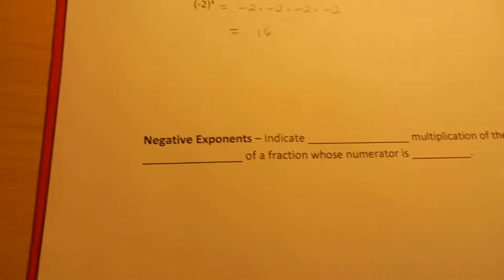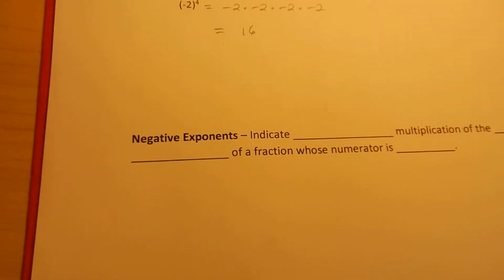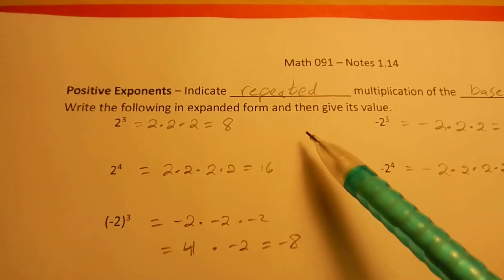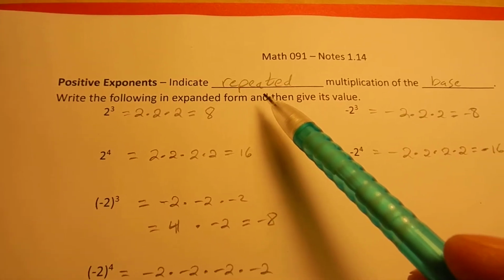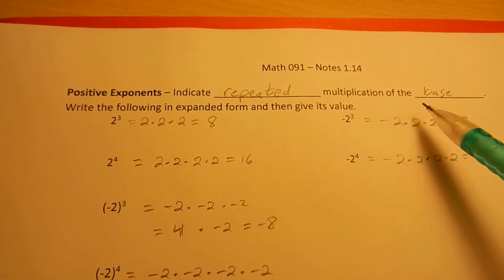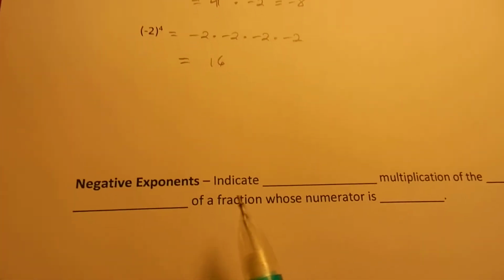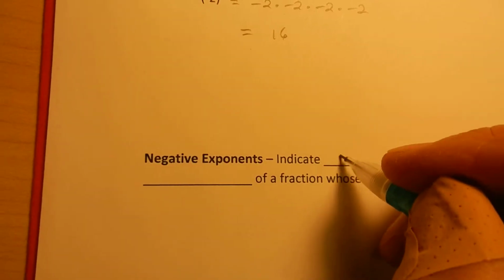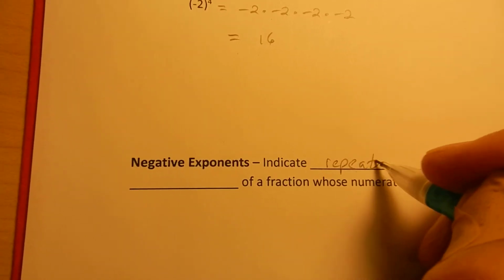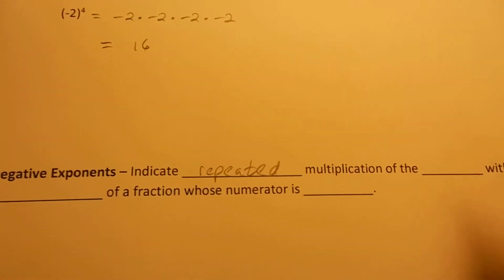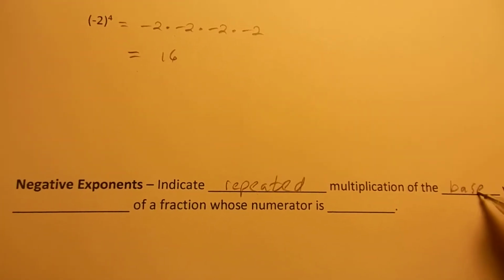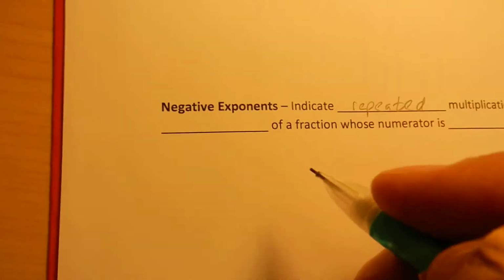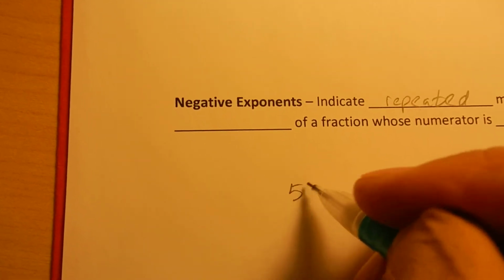Let's look at what negative exponents are and what they indicate. As in positive exponents, back in these previous examples, there is a repeated multiplication of the base within negative exponents. So let me write that in there. Negative exponents indicate repeated multiplication of the base with a slight difference. Let me show you first, and then we'll fill in those lines.